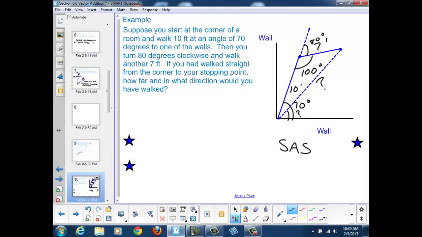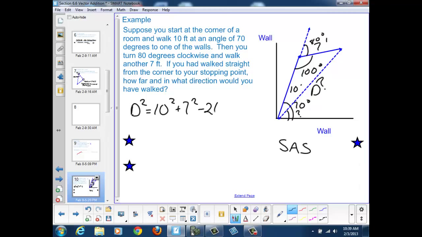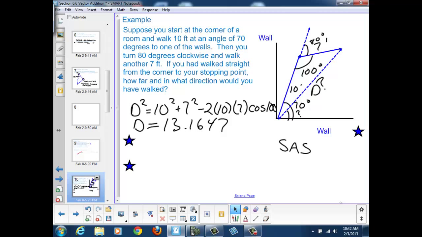So I'm going to call this distance d, and we're going to solve for d with the law of cosines. So d squared equals 10 squared plus 7 squared minus 2 times 10 times 7 times the cosine of 100. With the appropriate calculations, we'll find out that d is approximately equal to 13.1647. Now we have to solve for the direction angle for d.